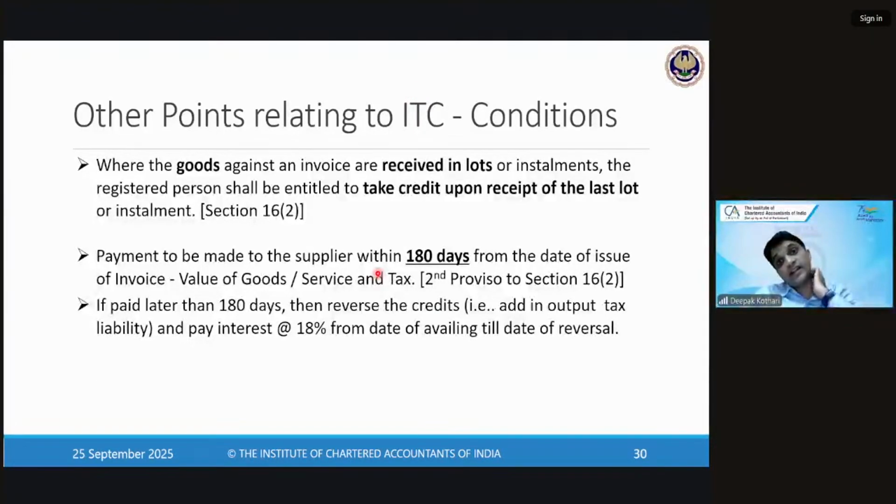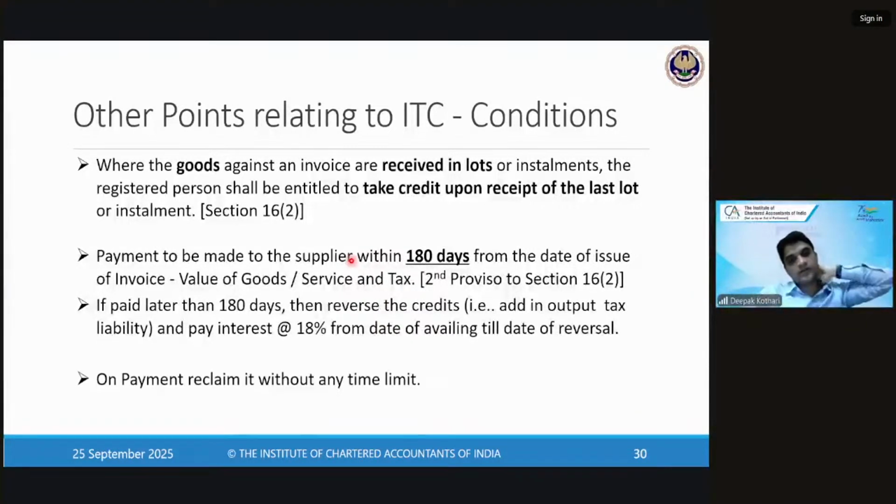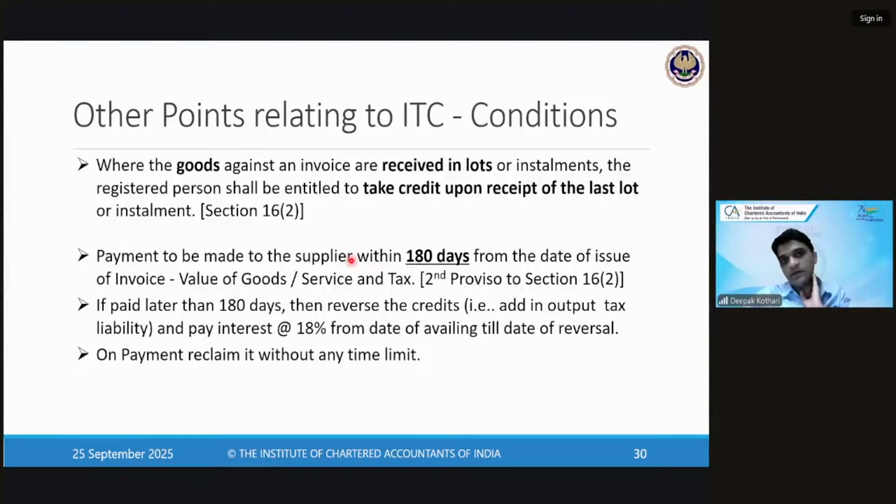If it is paid later than 180 days, then again reverse it, and once you make the payment, reclaim it. On payment, reclaim it without any time limit. एक बार आपको claim कर दिया है, then there is a time limit. To reverse, you again have 180 days. After that, anytime you make the payment, even after 2 years you make the payment, you can reclaim it.